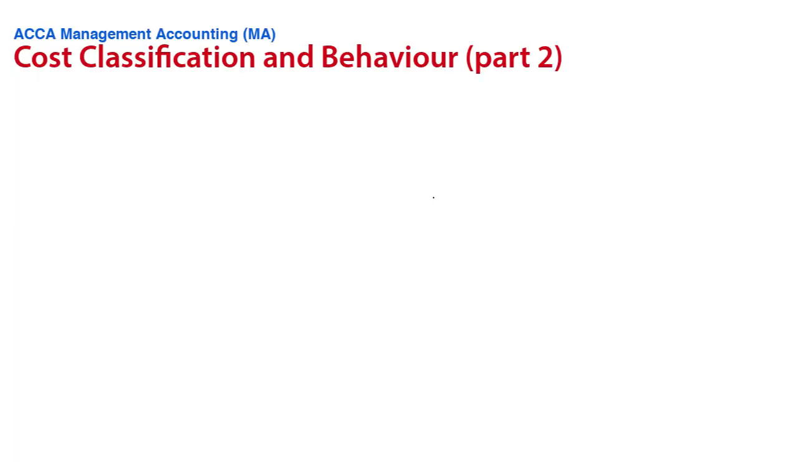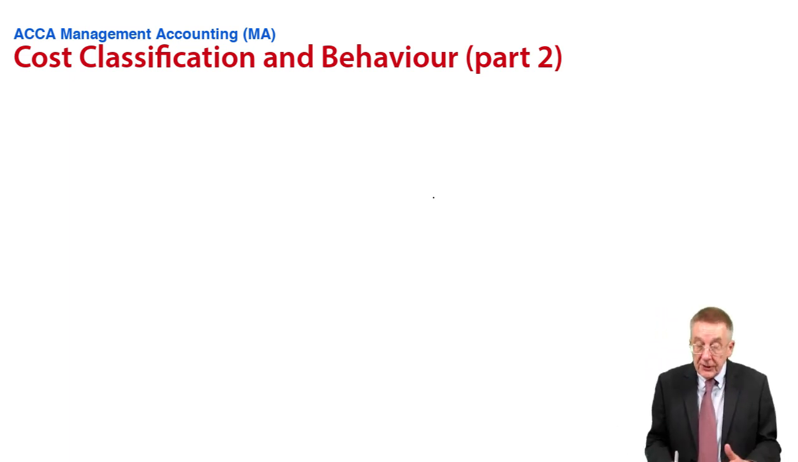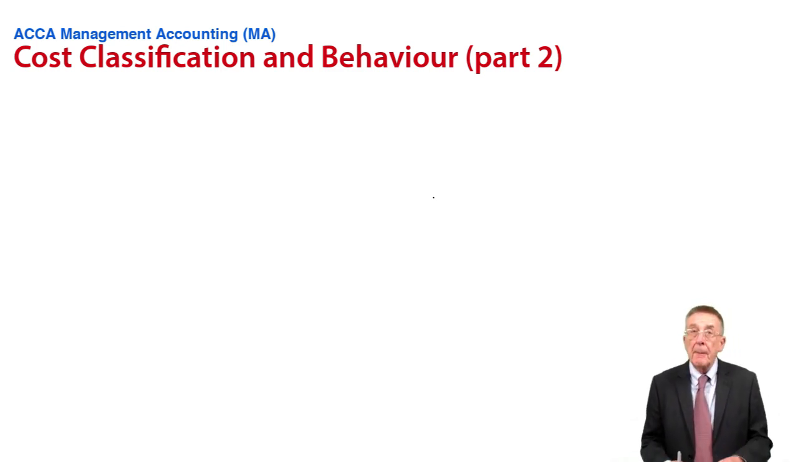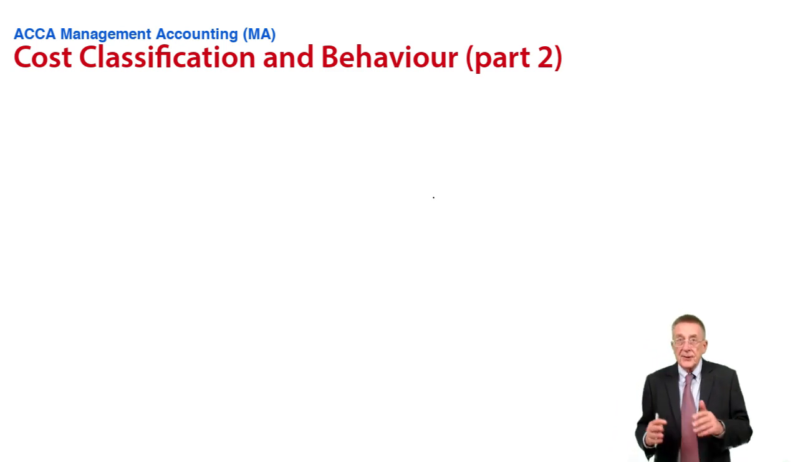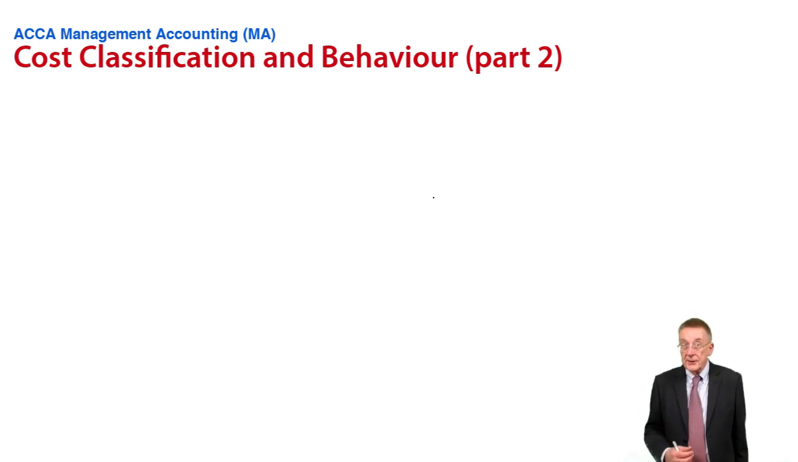This is the second of two lectures on Chapter 4, Cost Classification and Behaviour. In the first of these two lectures, I went through cost classification, which is a terminology: direct costs, indirect costs, or overheads. In this one, we're looking at what we call the behaviour of the costs.